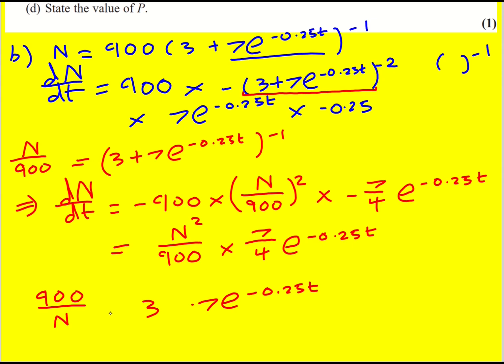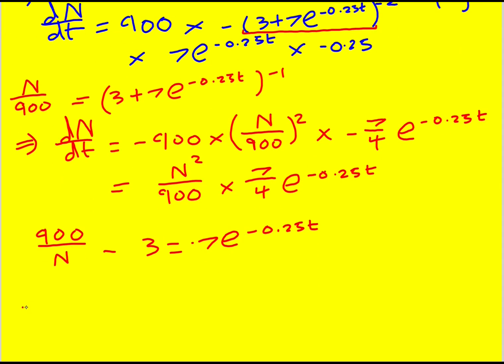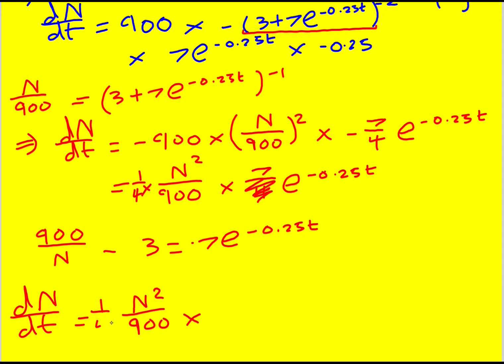So I will get this here. Okay, and that's going to sort me out with my next line. dn by dt will equal n squared over 900 times, and then I'm going to replace, I kind of wish I hadn't done, so I'm going to put the quarter here, and then I can replace this by 900 over n minus 3.